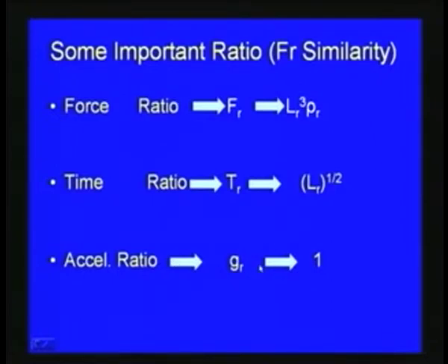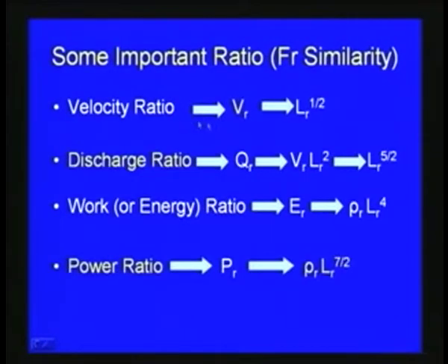And then acceleration ratio, you can see that here Froude law is considered, the acceleration ratio here is Gr corresponding to 1, since as I mentioned we are doing the experiment with the same acceleration due to gravity corresponding to the prototype. So, acceleration ratio Gr is equal to 1, and then the velocity ratio, as we have already seen, Vr is corresponding to square root of Lr or Lr to the power 1 by 2, and the discharge ratio Qr is Vr into Lr square or Lr to the power 5 by 2.